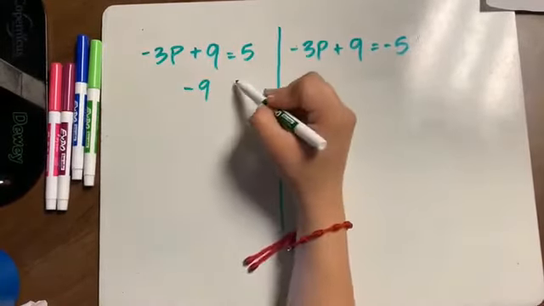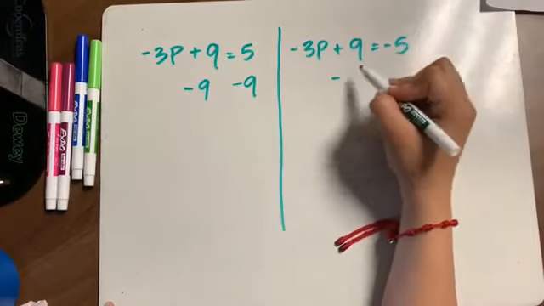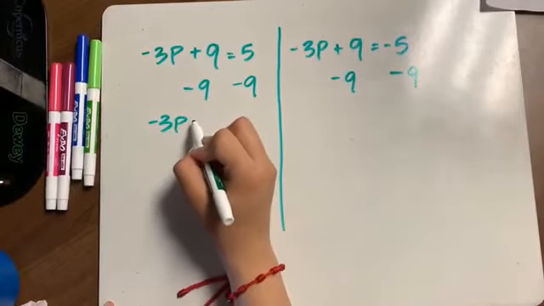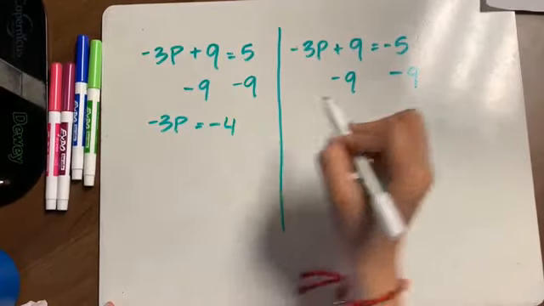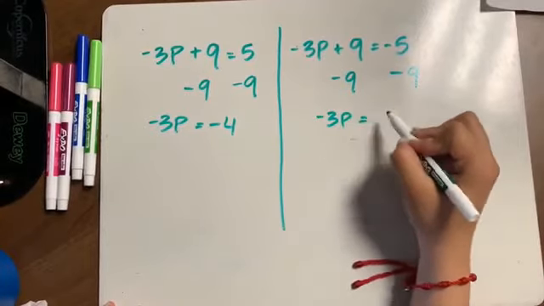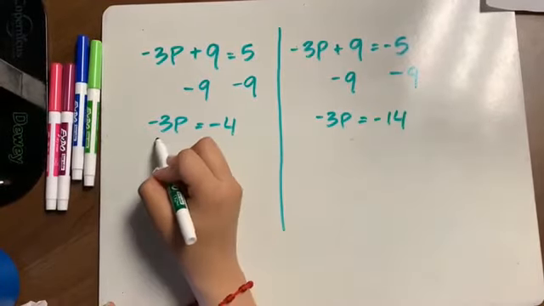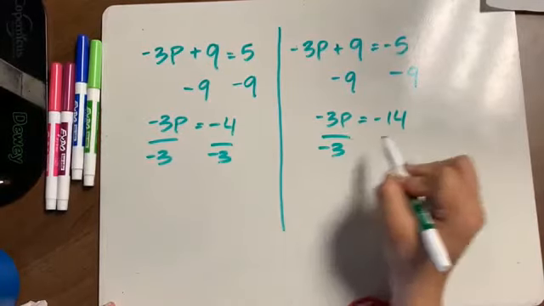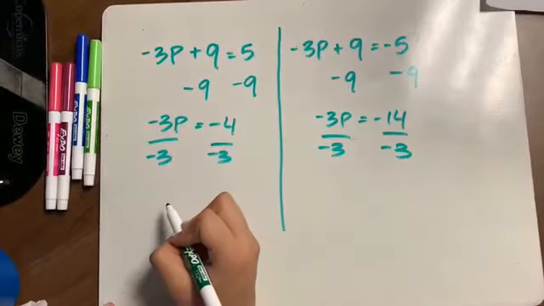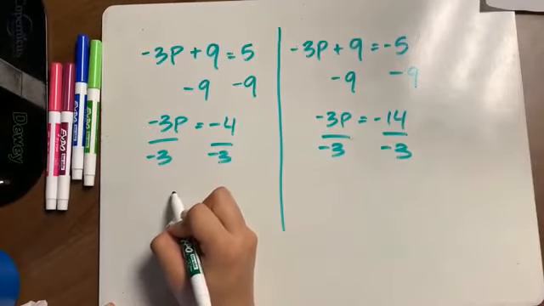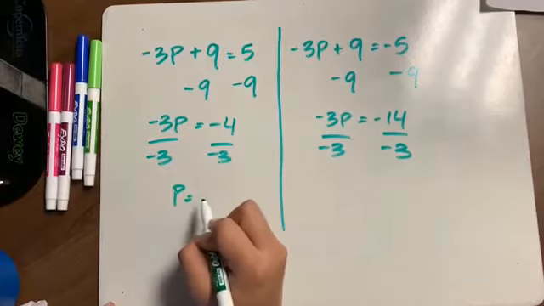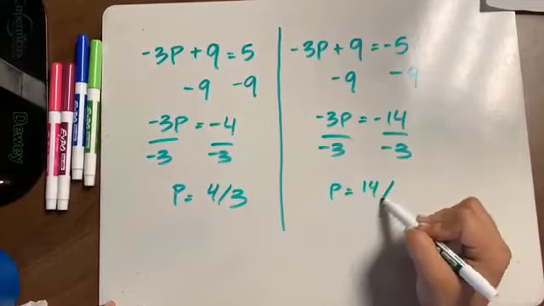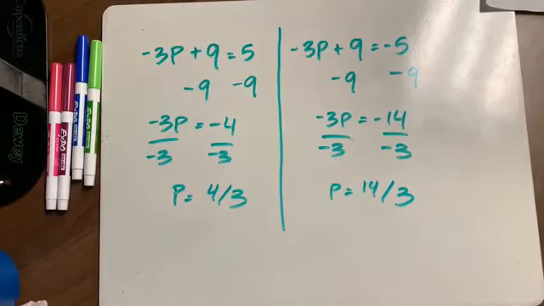Your first step is to subtract 9 on both sides for both the positive and negative problems. Now you are left with negative 3p equals negative 4 on the left and negative 3p equals negative 14 on the right side. Now you want to divide by negative 3 on both sides of each equation to get p by itself. Now you are left with p equals 4 over 3 and p equals 14 over 3. These are your two answers.